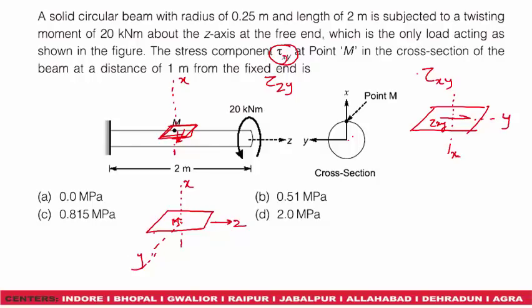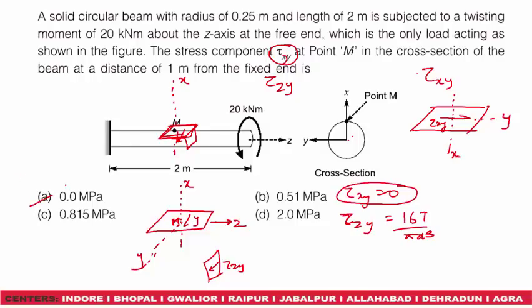So this is the plane and shear stress in y direction. This will be our tau xy. Now we can say that at this plane shear stress will be 0. If the question was asking us about tau zy, then the plane would be this. This will be our plane, and for this case tau zy will be equal to 16T by pi d cube. So for our case, answer will be 0.